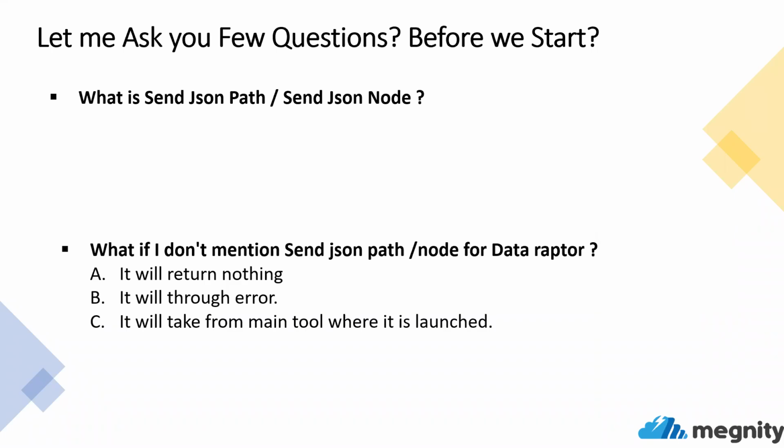What if you don't mention send JSON path and send JSON node for the data wrapper? It will return nothing. It will throw an error. It will take from the main tool where it is launched. I observed that nothing is happening. It will return nothing if you don't provide the proper JSON. If you don't send any data to the data wrapper, how does the data wrapper behave?